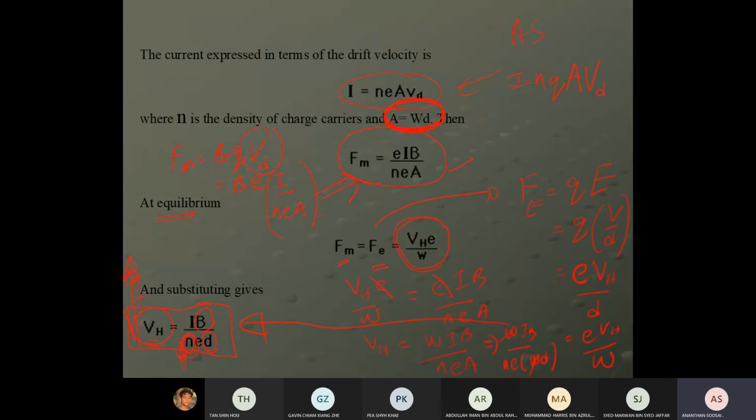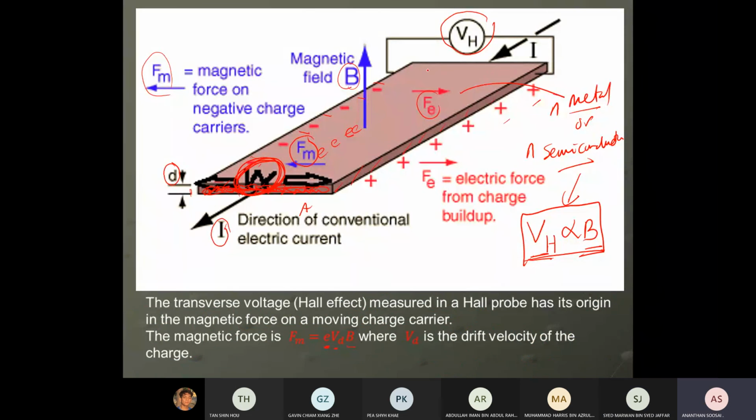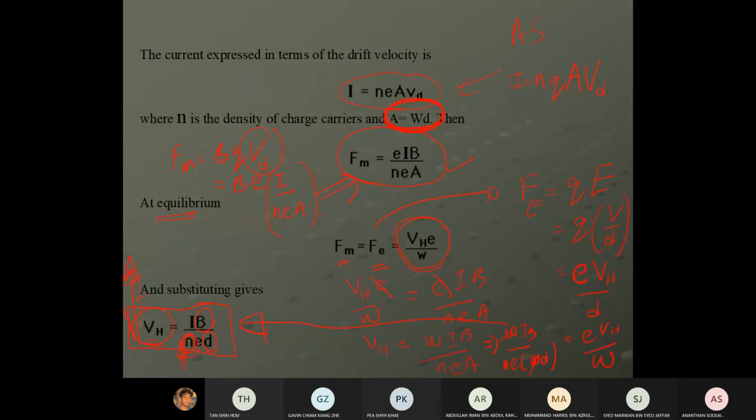Normally, the Hall probe is made of semiconductor. In the exam they will ask, why is the Hall probe made of semiconductor? The answer: to have a significant Hall voltage value, the Hall voltage is found to be inversely proportional to the charge density. To get a significant Hall voltage, the charge density must be quite low. Therefore, semiconductor is used. So that's about N. You want to use a smaller N so that VH is big.